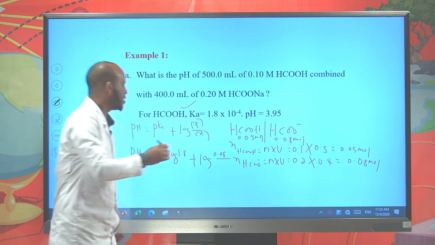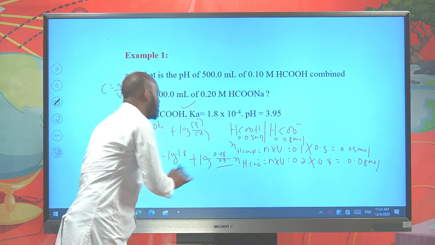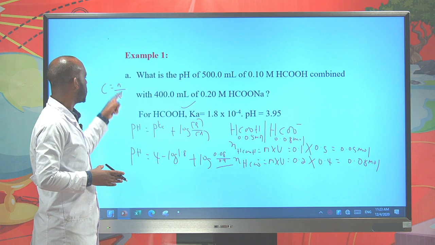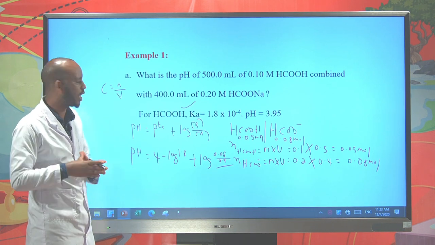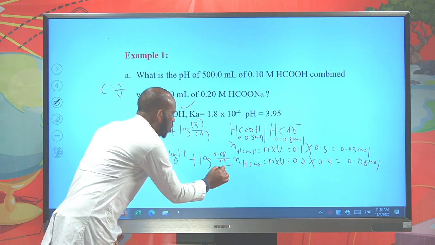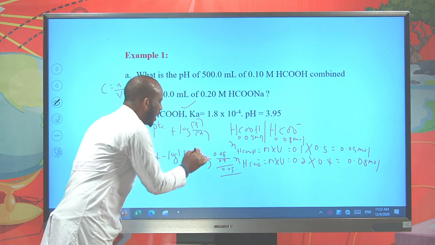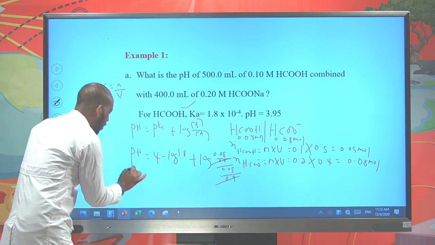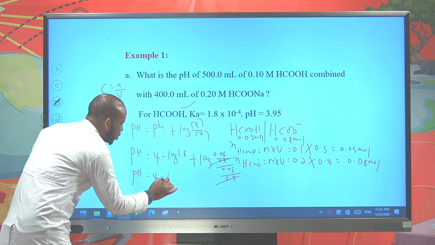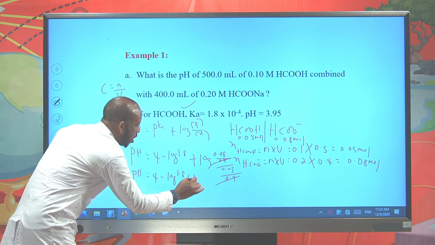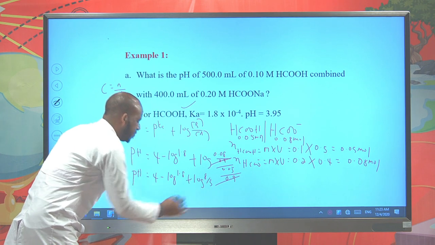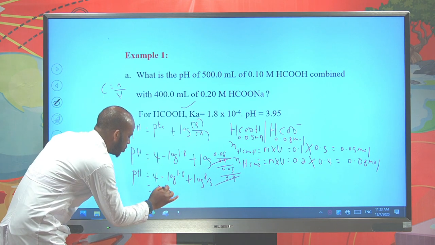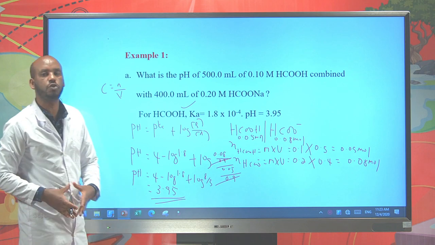In liters, 0.9 liter, divided by the acid concentration, the number of moles divided by the total volume of the buffer solution. Number of moles is 0.05 divided by the total volume of 0.9 liter. Now this will be cancelled by this. The pH of this solution equals 4 minus log 1.8 plus log 8 over 5, which equals 3.95. This is the pH of this buffer solution.